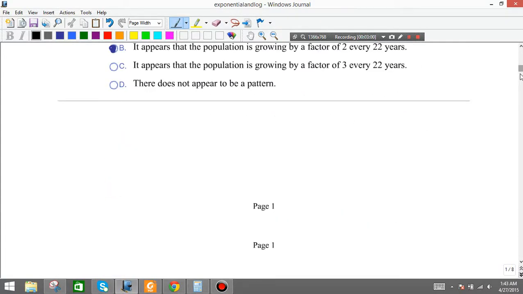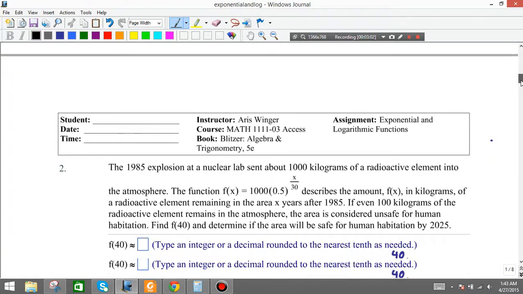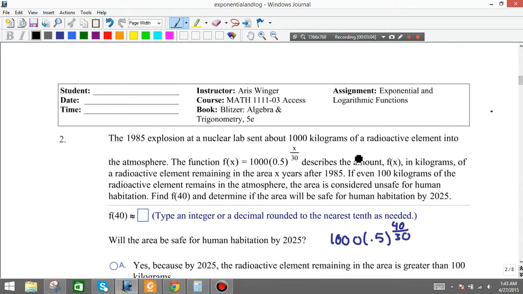The next question is similar to that. You've been given a formula that represents the amount of kilograms of a radioactive element in the atmosphere. It's modeled by this function. So that was in 1985, and so we want to know about what happens in 2025. That's 40 years. And it says if even 100 kilograms remains, the area is considered unsafe.